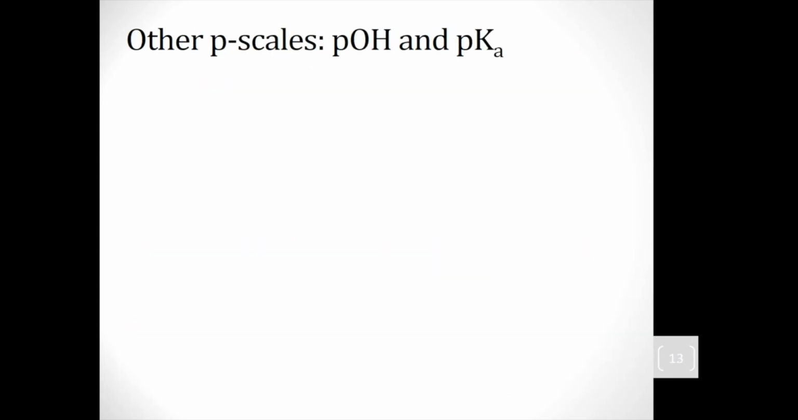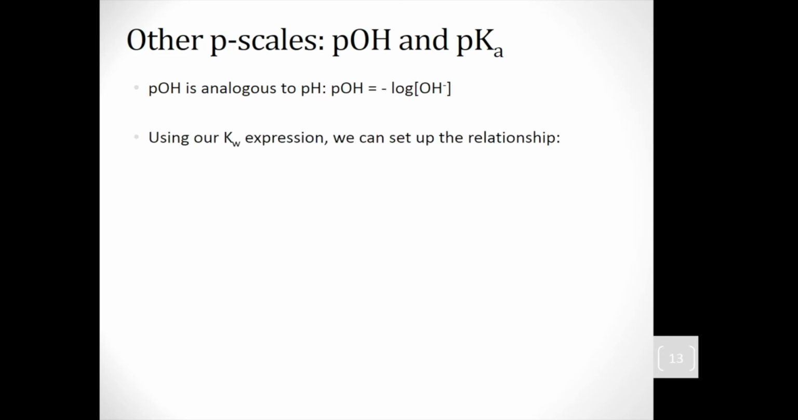There are also other p scales. So like p is a function. It just means take the negative log of whatever thing is listed. So pOH would be the negative log of the OH minus concentration. A pKa would be a negative log of a Ka. So the pOH will be helpful when we find base concentrations and try to find the pH of basic solutions.